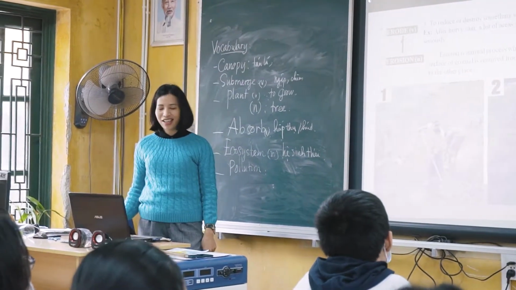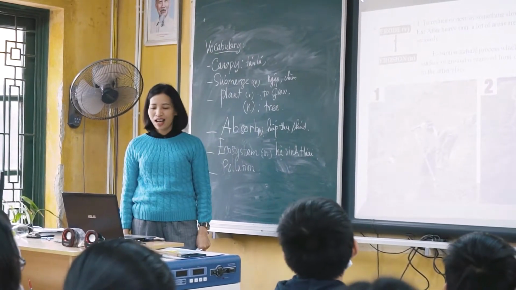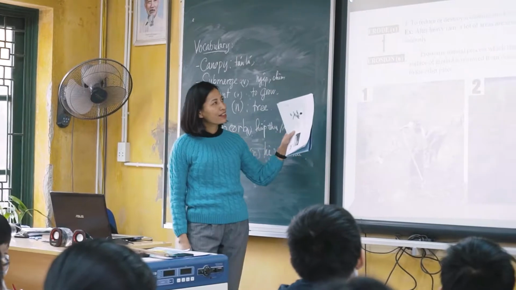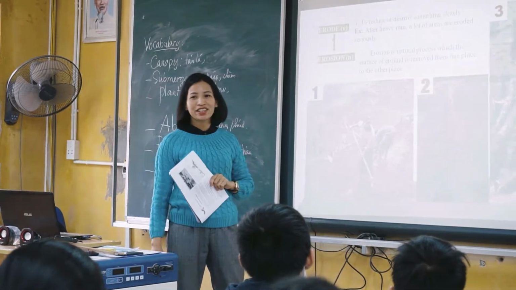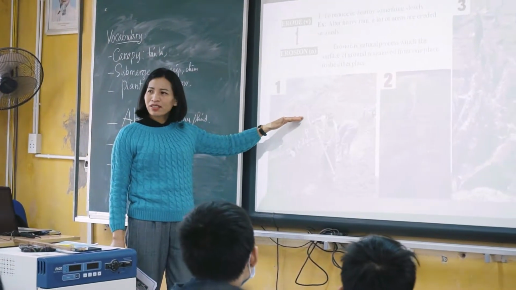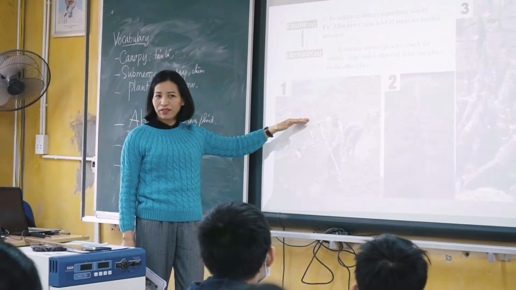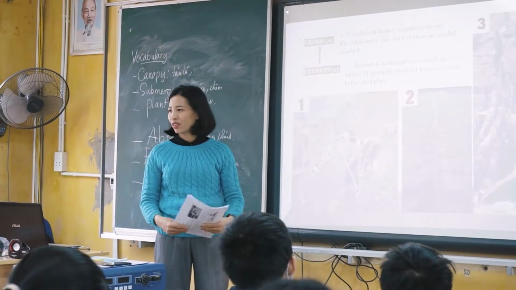The next vocabulary is erode. Let's see the dictionary definition. Erode, to reduce or destroy something slowly. Reduce or destroy something slowly. And look at pictures 1, 2, and 3. What is the same in the three pictures?